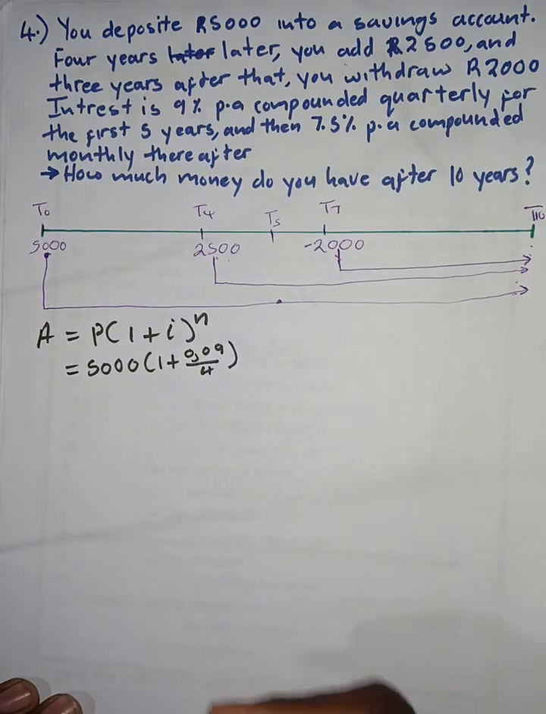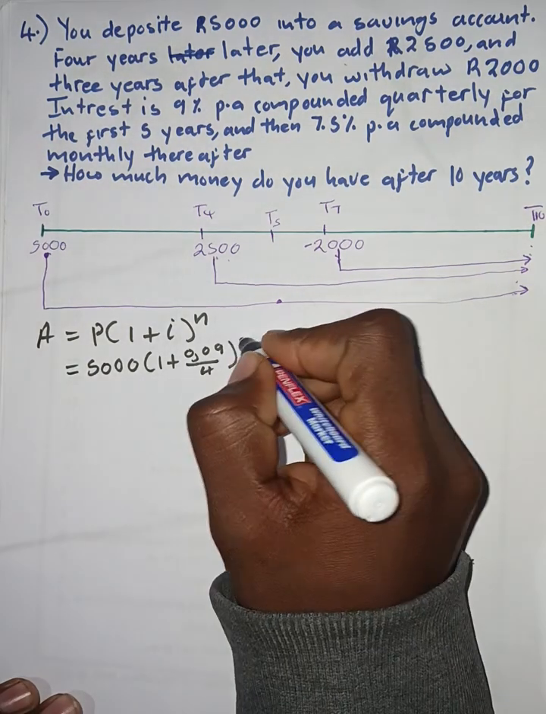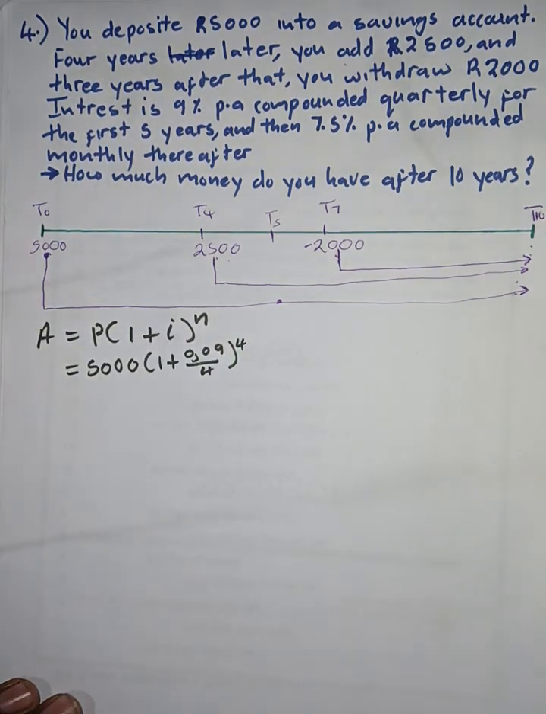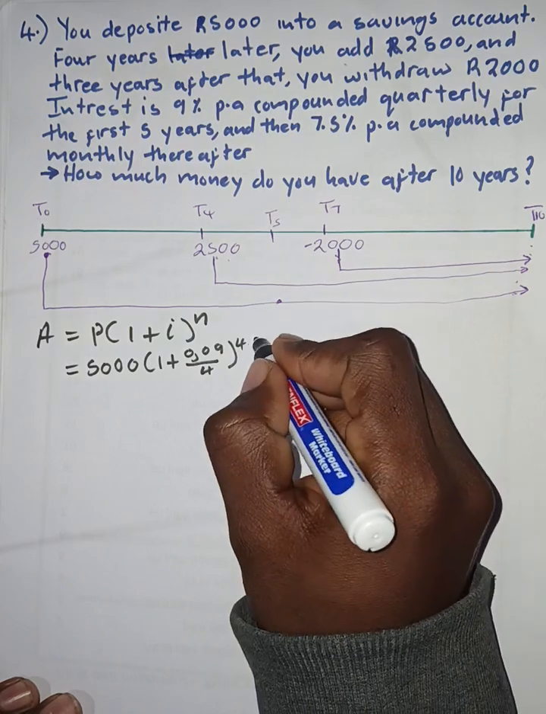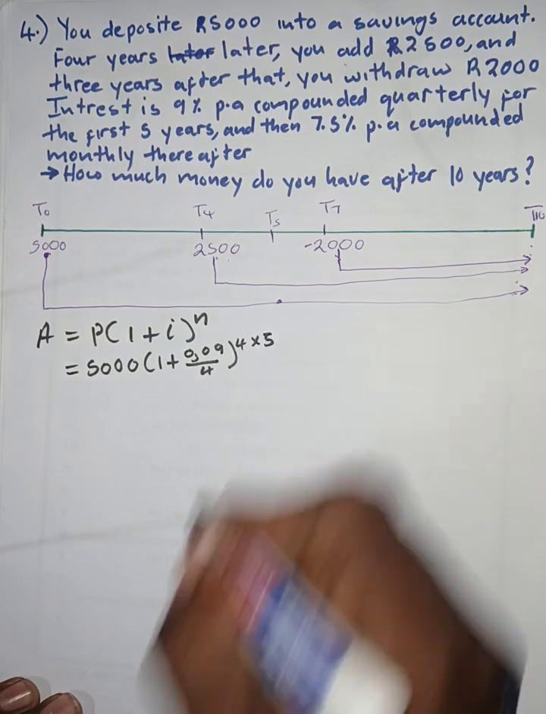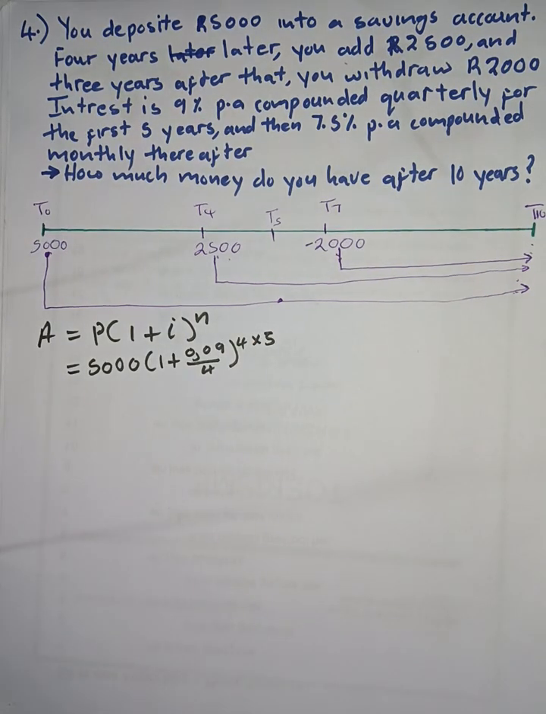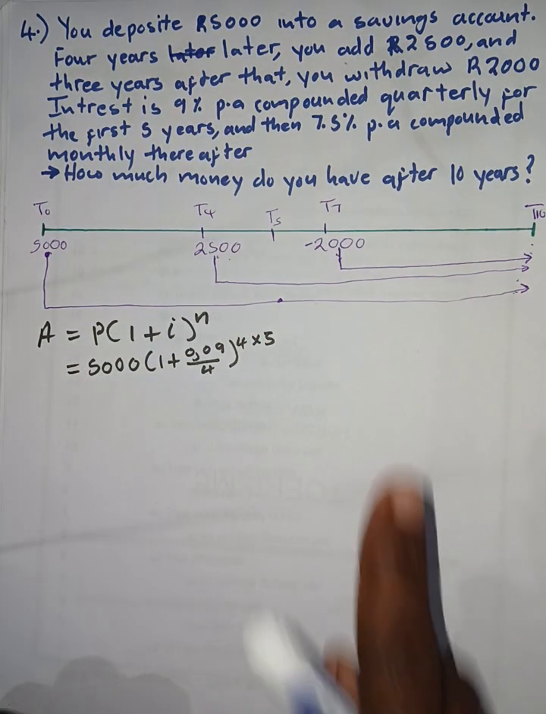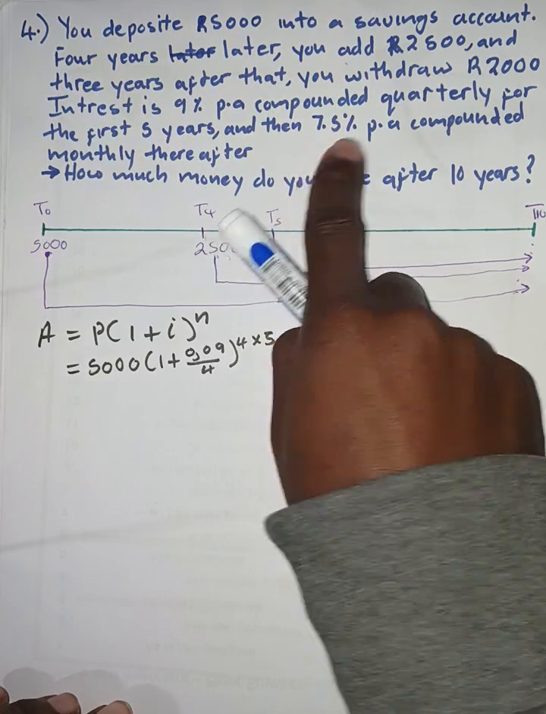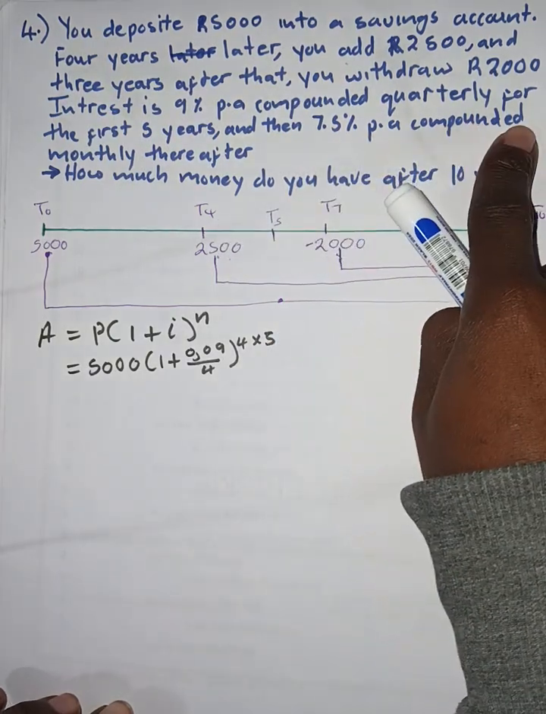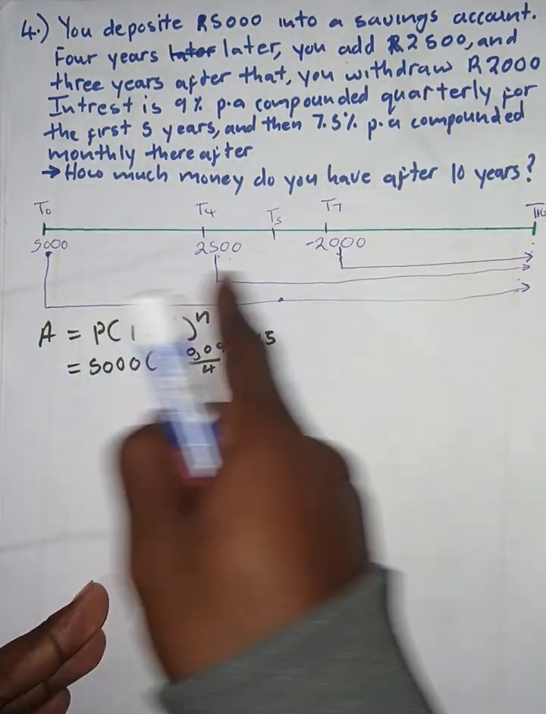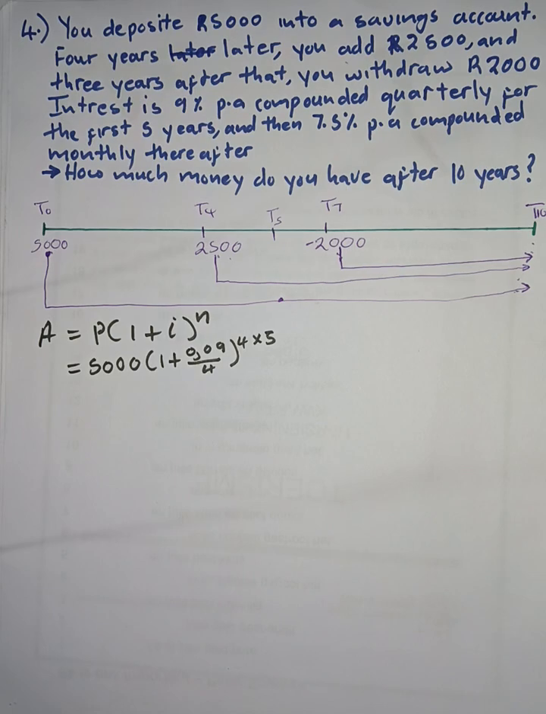But of course, we know that we have 4 quarters in a year. But for how many years? For 5 years. So that would be multiplied by 5. And then whatever value I'm going to get there, I'm going to put it back into the account, but now using 7.5% per annum compounded monthly. So I'll take whatever value I get here.